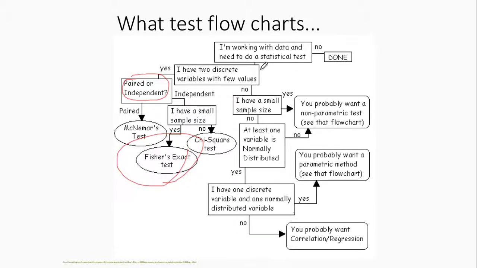Now, if you do not have 2 discrete variables, then you have to look at, okay, what type of sample size do you have? If it's small, you probably want a non-parametric test. Now, if it's not a small sample size, then you have to ask, is at least one variable normally distributed? If yes, do I have a discrete variable and 1 normally distributed variable? If yes, you're probably going to choose a parametric method. If not, you may be going to correlation or regression analysis, which we'll talk about in later lectures.